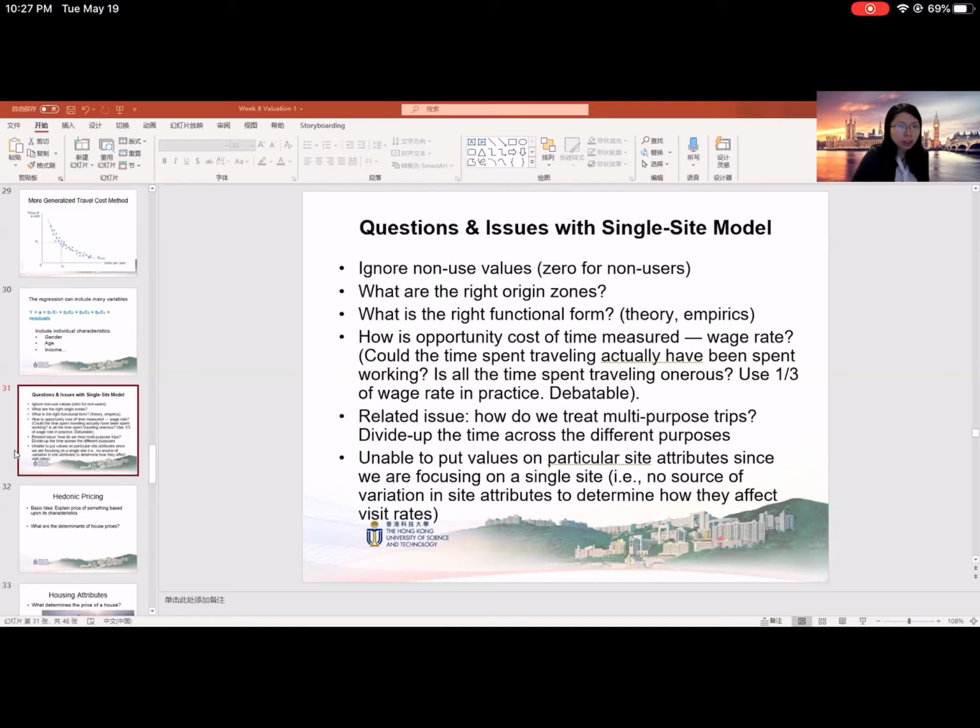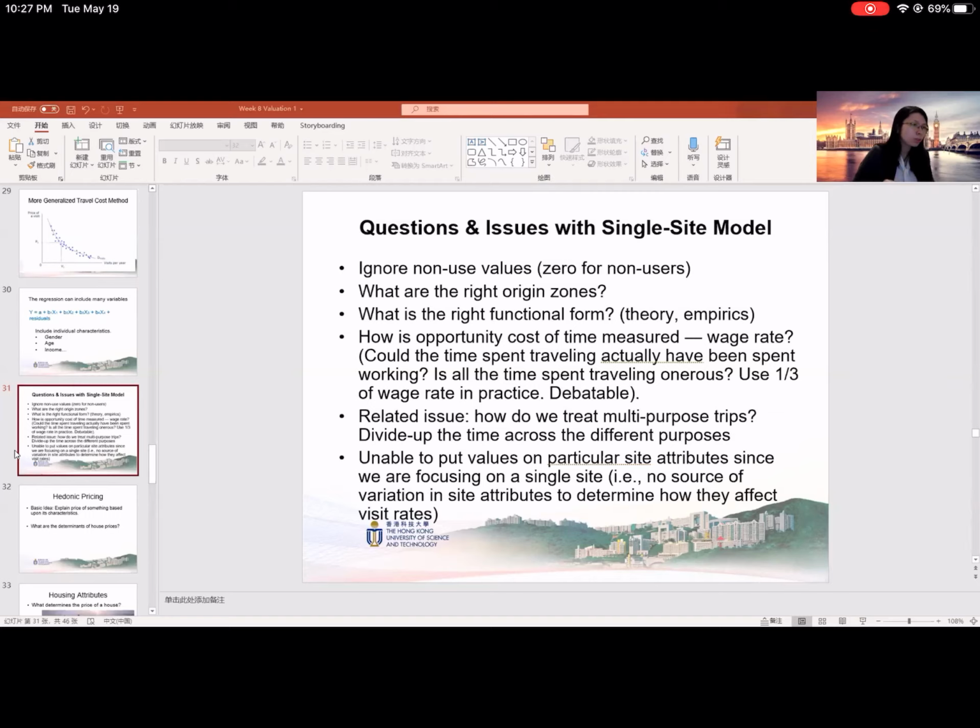And we know that another issue with the travel cost method is that you're unable to put values on different site attributes. So if you're interested in the valuation of the whole site, you can use the travel cost method. But if you're interested in specific site attributes, such as the clean air, the clean water, the quality of sand, it's relatively hard to do so.